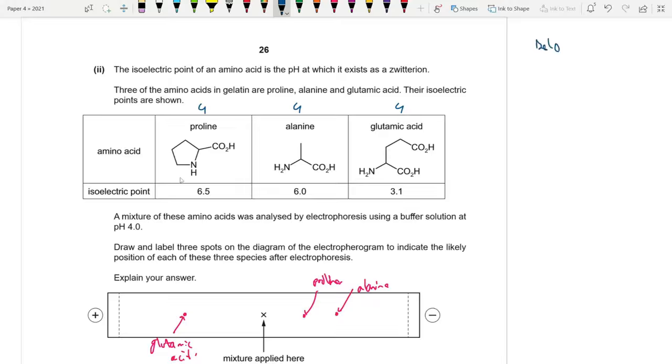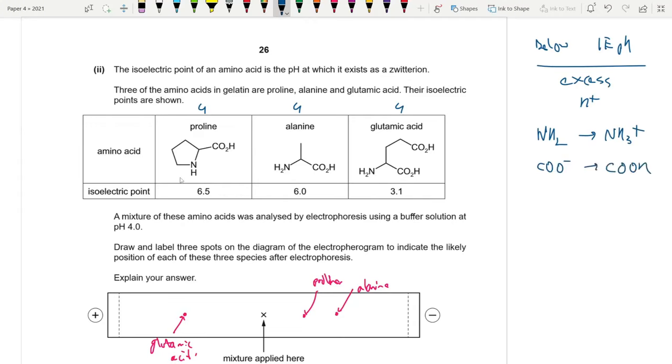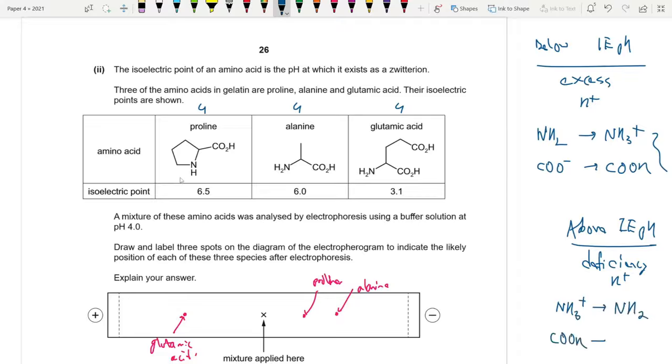Okay, so below the isoelectric pH, there are excess H plus ions. So all of the NH2s will exist as NH3 plus, and all of the COO minus will exist as COOH. So the net charge is positive. Now above the isoelectric pH, we have a deficiency of H plus. So all the NH3 plus will turn into NH2, and all the COOHs will turn into COO minus. So we have a net negative charge.